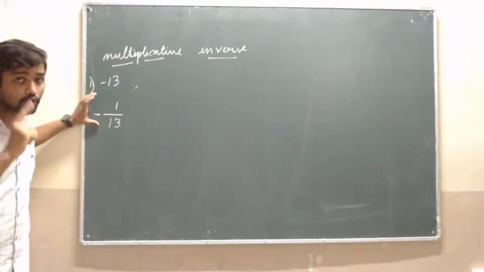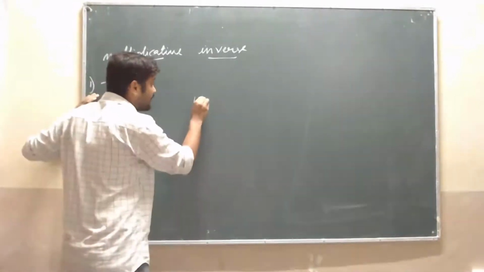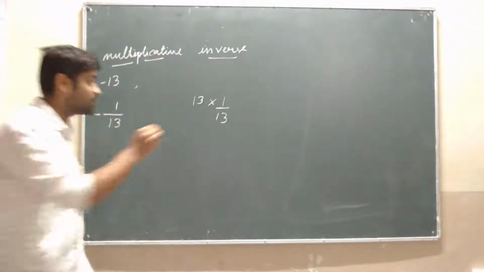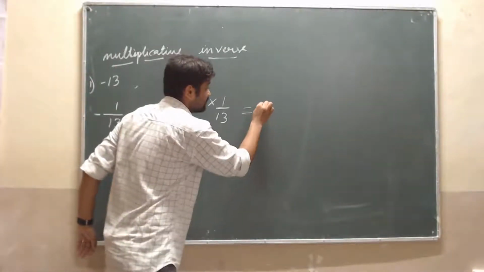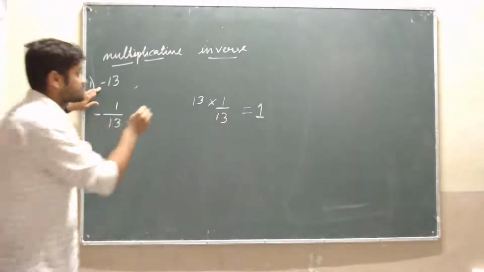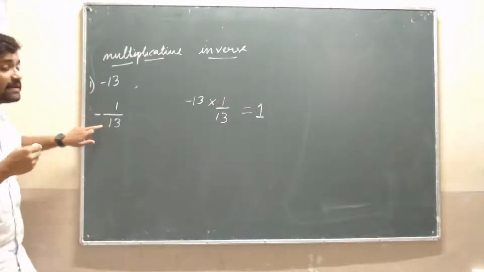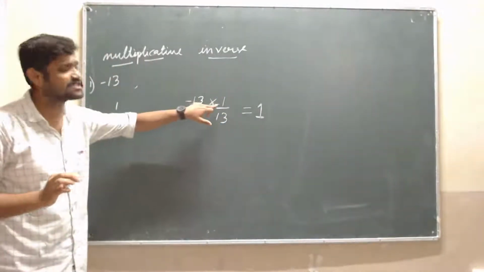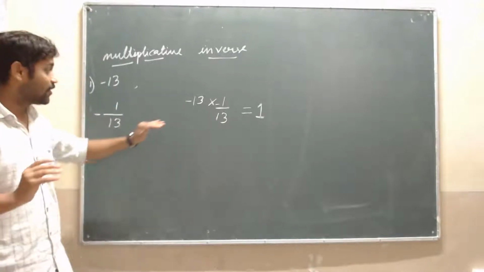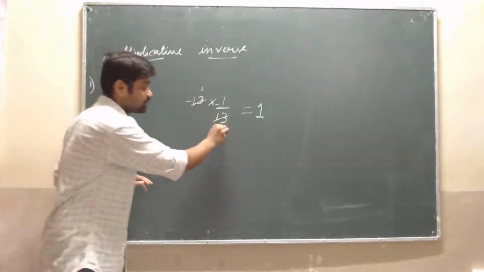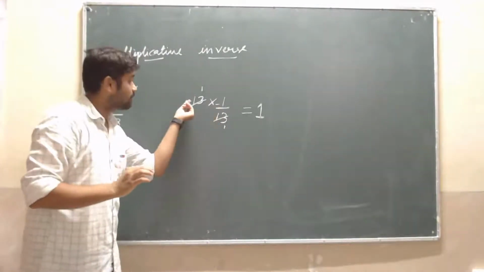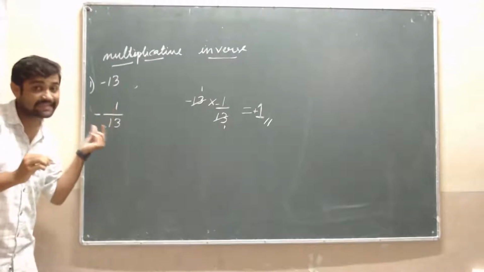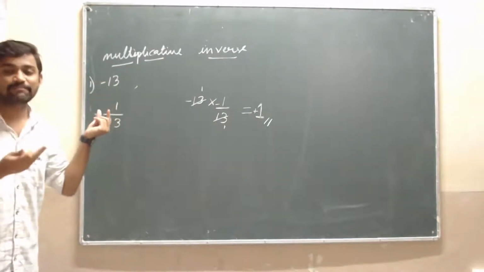Then there is one more way to identify it: when we multiply a number by its multiplicative inverse, the answer will be 1. This is the indication we have. The question is minus 13, and the multiplicative inverse or reciprocal of minus 13 is minus 1 by 13. This minus is applicable for the numerator as well as the denominator. Don't worry. See here, 13 ones are 13, and minus into minus is plus. That's why 1 is the answer. Then we can easily say that minus 1 by 13 is the reciprocal or the multiplicative inverse of minus 13.